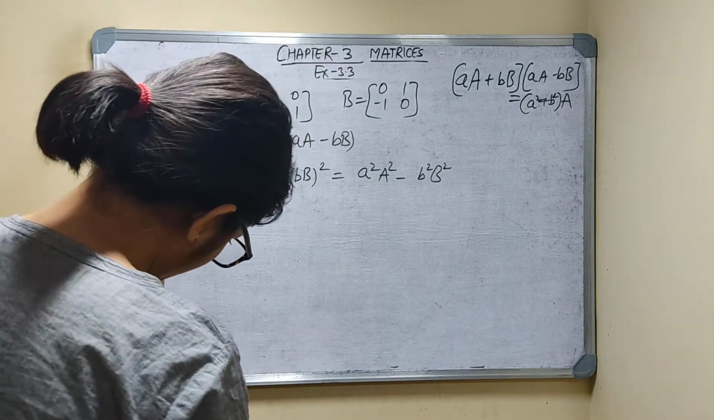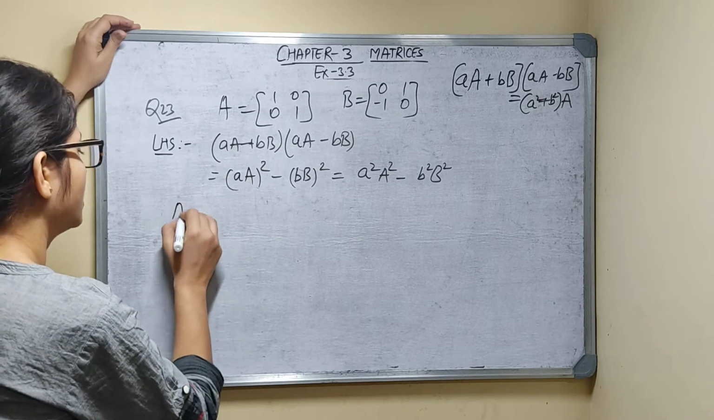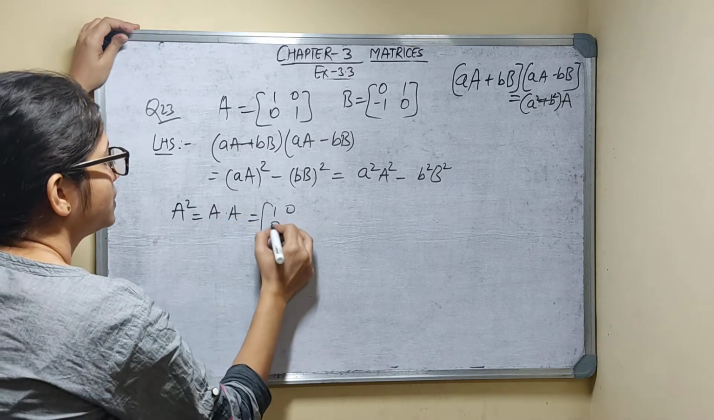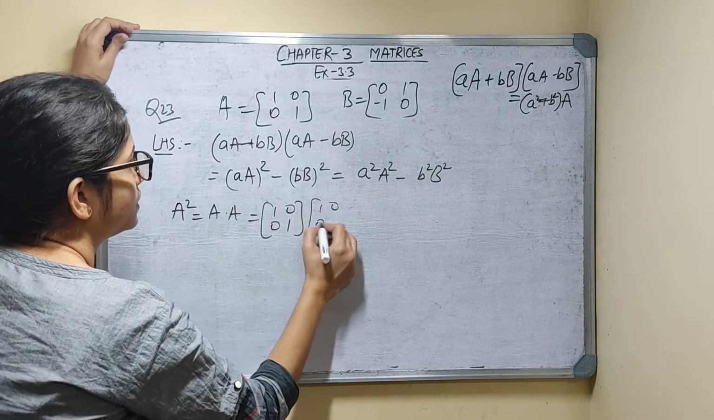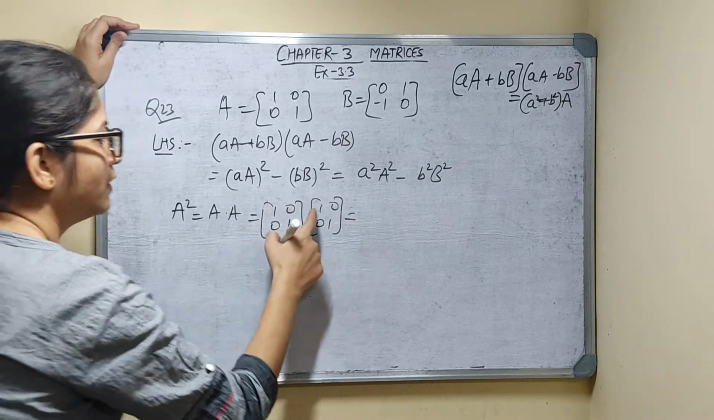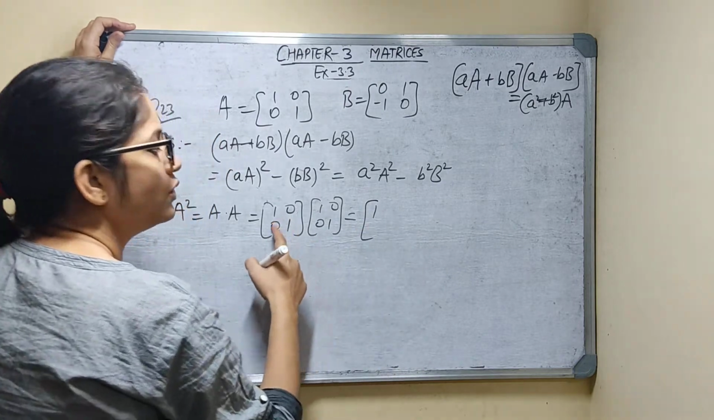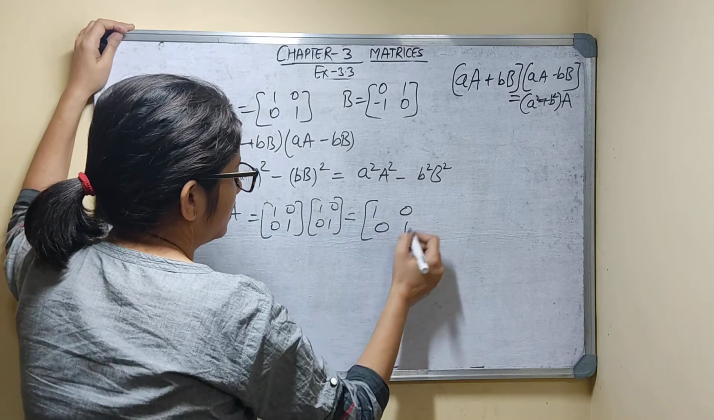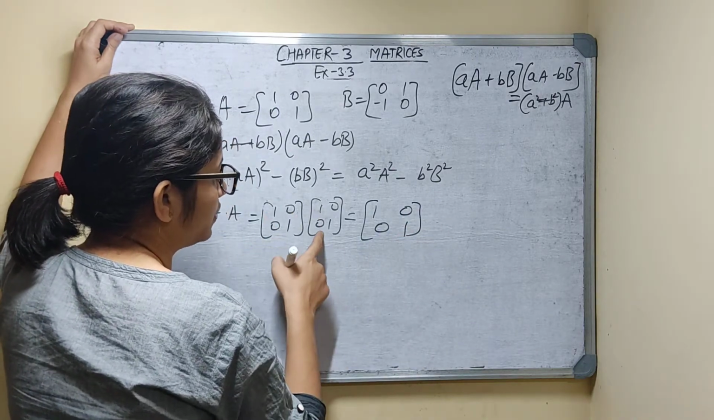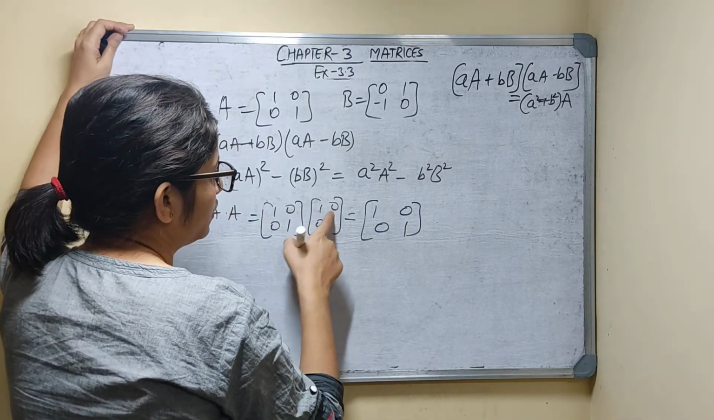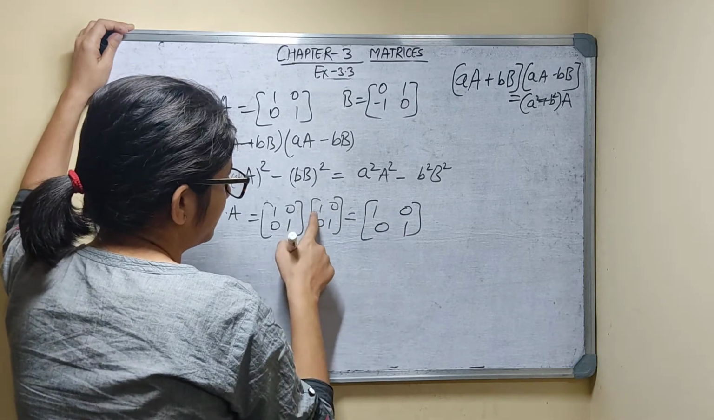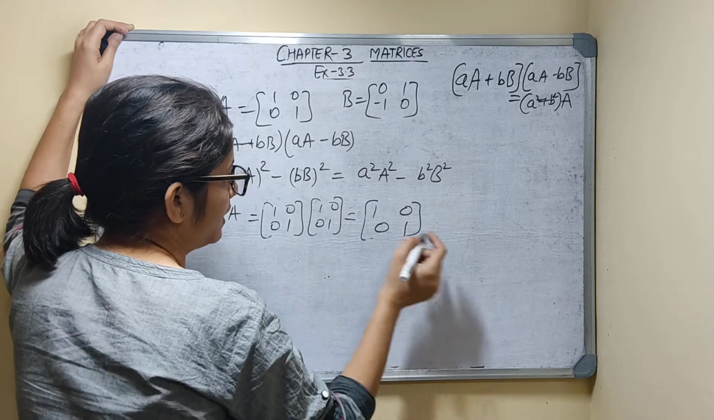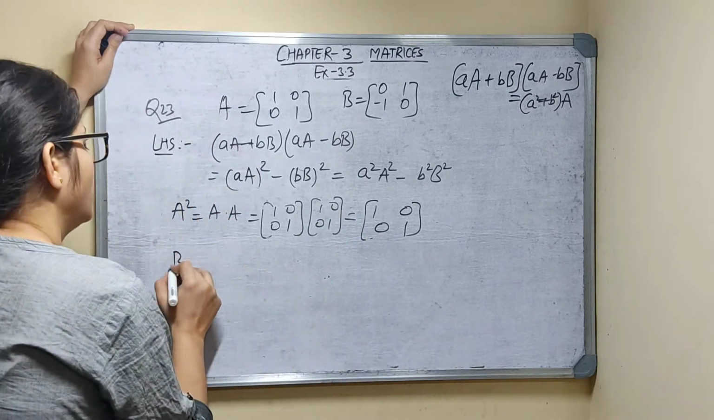So first I will solve A square. A dot A: [1 0; 0 1] times [1 0; 0 1]. You know identity matrix into identity matrix, you will get the same identity matrix. 1 into 1 plus 0 into 0, 1 into 0 plus 0 into 1, 0 into 1 plus 1 into 0, 0 into 0 plus 1 into 1. So you get this.